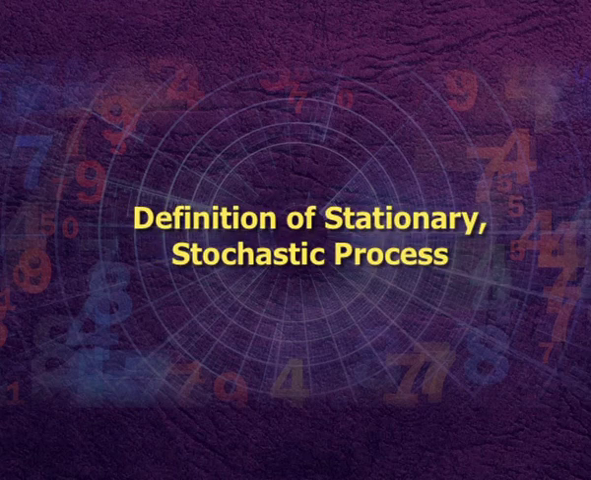Definition of stationary stochastic process. A stochastic process is said to be stationary if its mean and variance are constant over time and the value of the covariance between the two time periods depends only on the distance or gap or lag between the two time periods and not the actual time at which the covariance is computed.